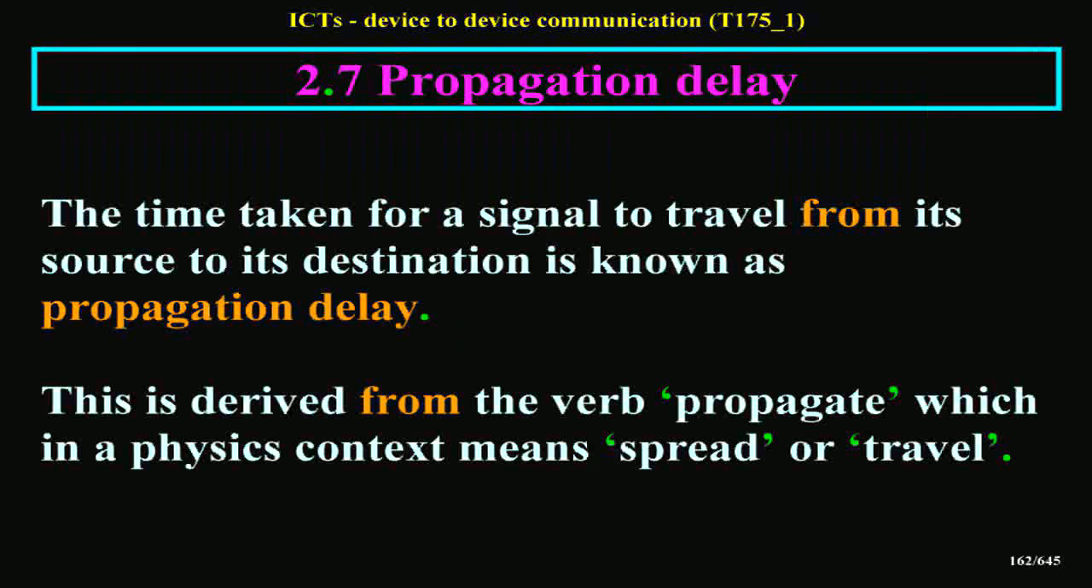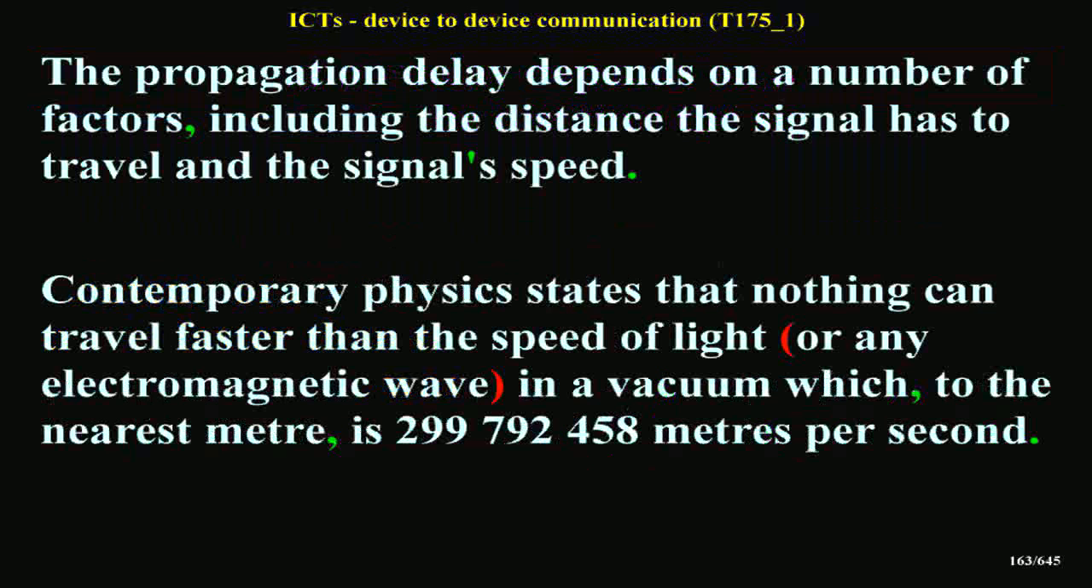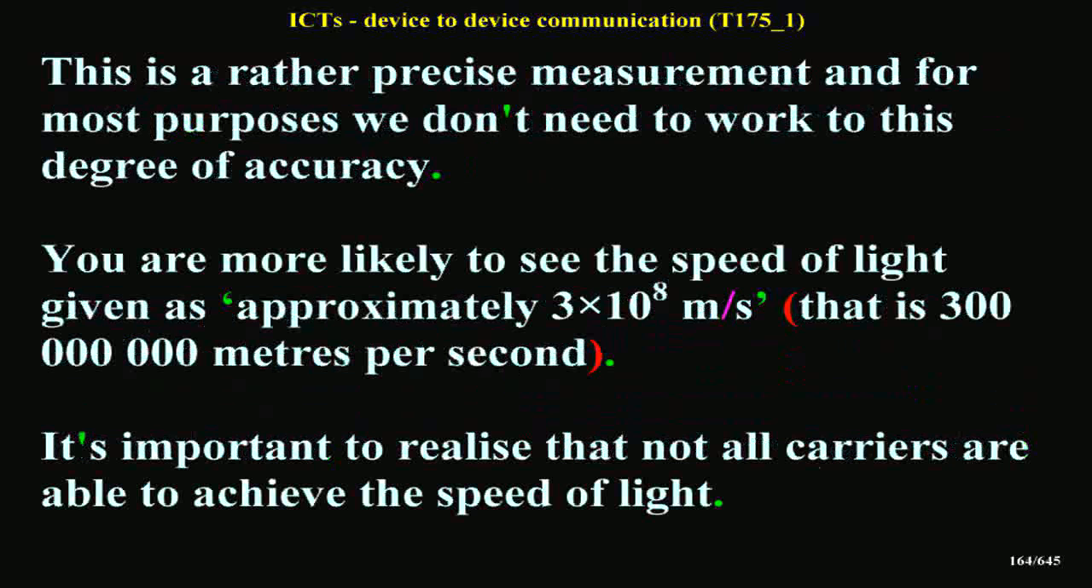2.7. Propagation delay. The time taken for a signal to travel from its source to its destination is known as propagation delay. This is derived from the verb propagate, which in a physics context means spread or travel. The propagation delay depends on a number of factors, including the distance the signal has to travel and the signal speed. Contemporary physics states that nothing can travel faster than the speed of light or any electromagnetic wave in a vacuum, which, to the nearest meter, is 299,792,458 meters per second.